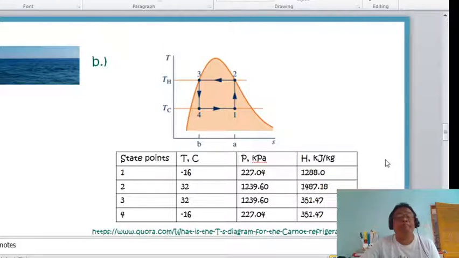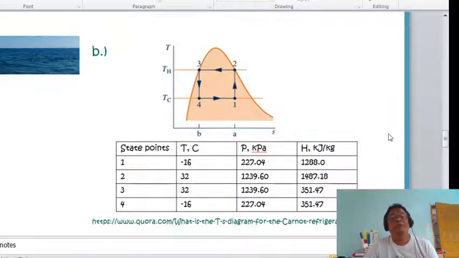Okay? So, for the second condition, for letter B, here is now, class, the values of the enthalpies. Okay. So, state point 1, 2, and 3. So, take note, class, this is the process where in solving problems, we always use this process.